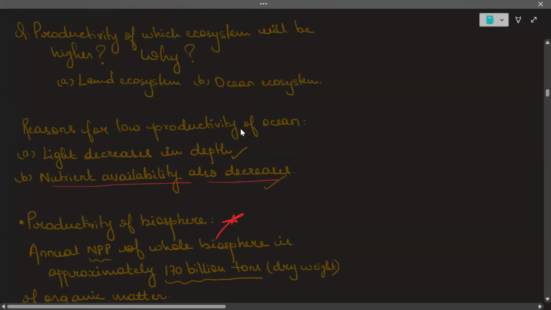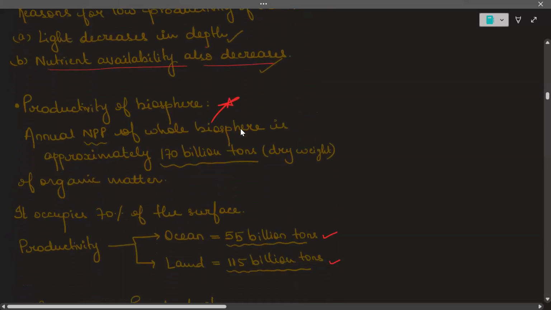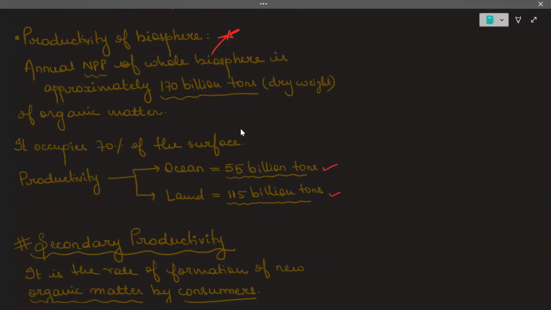Now talking about the productivity of the biosphere. The annual net primary productivity of the whole biosphere is approximately 170 billion tons. Oceans occupy 70% of the surface. Amongst that, the productivity in the ocean is 55 billion tons and on the land it is 115 billion tons. So this was about primary productivity.